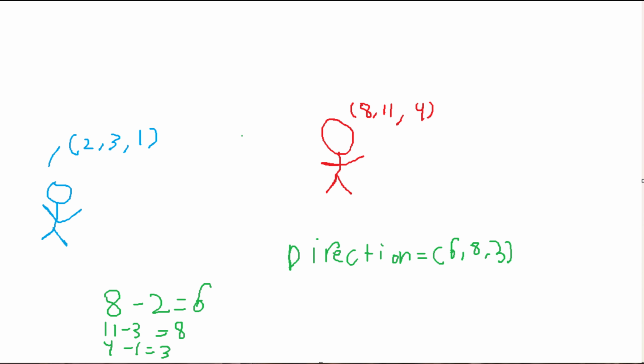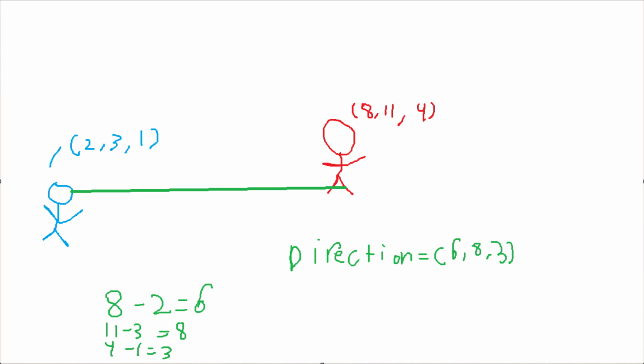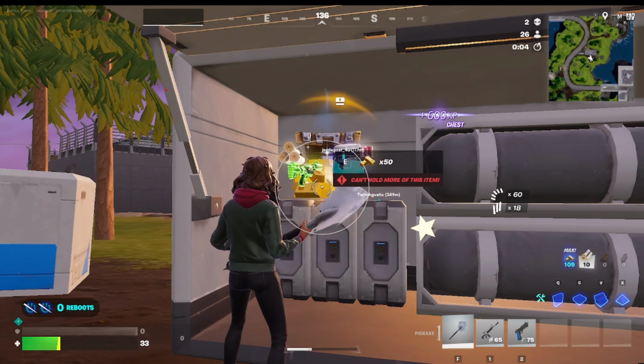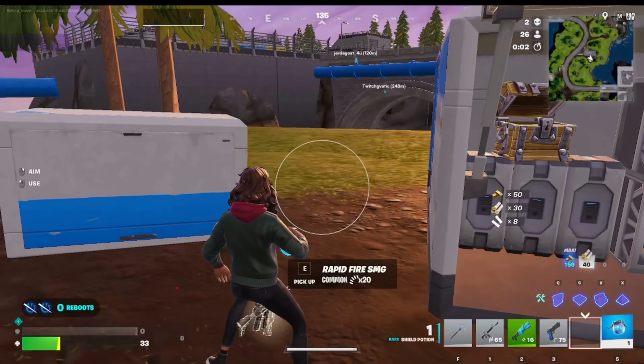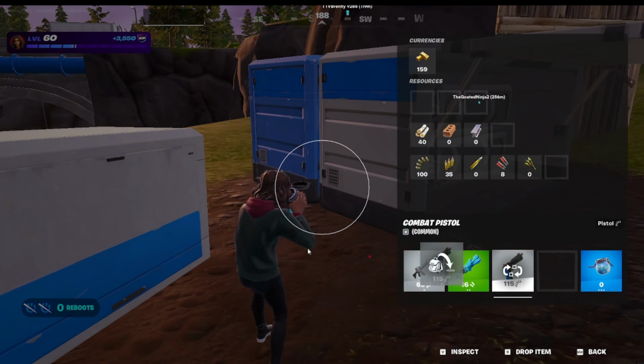This is extremely important. Instead of thinking about two completely separate positions, we now have a vector describing the difference between them. From our position, the target is 6 units away along x, 8 along y, and 3 units higher along z. And once we know that, we can start calculating angles. Before we calculate an angle, though, we need one more number. The horizontal distance to the target.